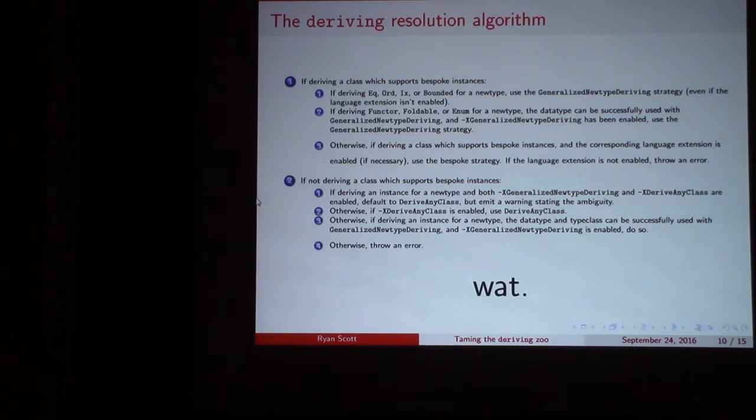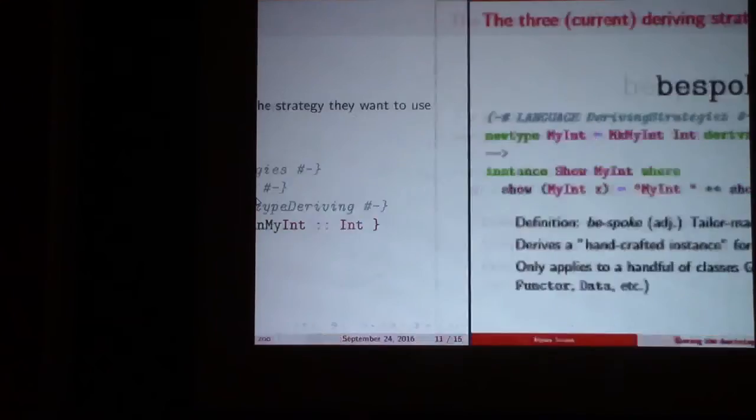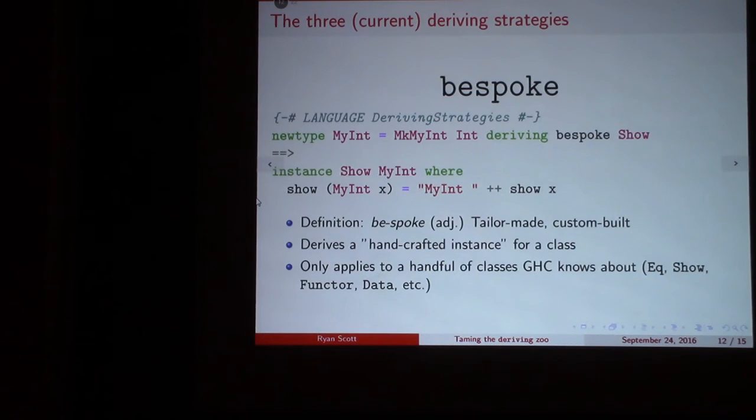So to avoid this kind of problem, my solution is to introduce some new keywords to help you pick which deriving strategy you want. So if you have this language extension, DerivingStrategies, and you have a keyword, you can very particularly pick which strategy you want. This example specifies I want GeneralizedNewtypeDeriving, ignore any other language extension that might be on. So to review the things we had earlier, for the usual case when you have specialized type classes that GHC knows about, use this bespoke keyword. I'm still a little iffy on the exact word to use, so if you have better suggestions, please tell me. You can say deriving bespoke Show, and it will generate that.